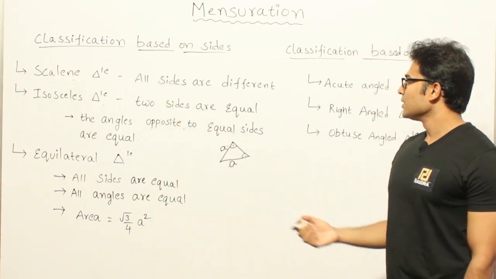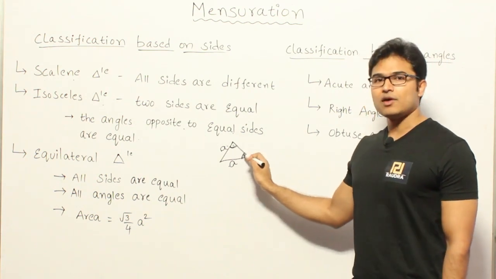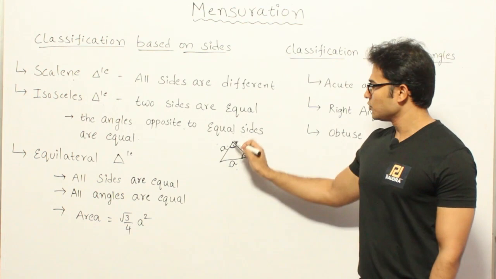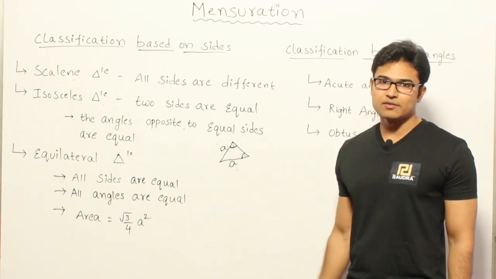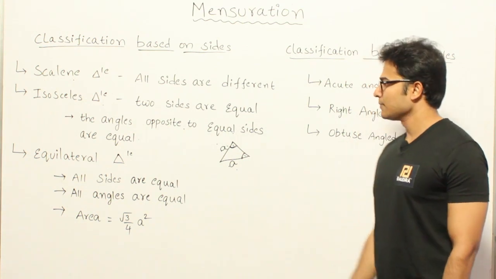And also you can think of it this way: if two angles are equal, then the opposite sides will be equal, right? Or if two sides are equal, then the opposite angles will be equal. Anyway, if two of them are equal, we can call it an isosceles triangle.